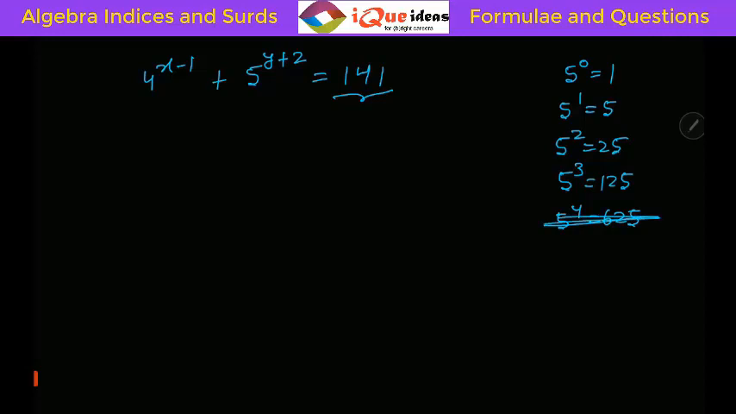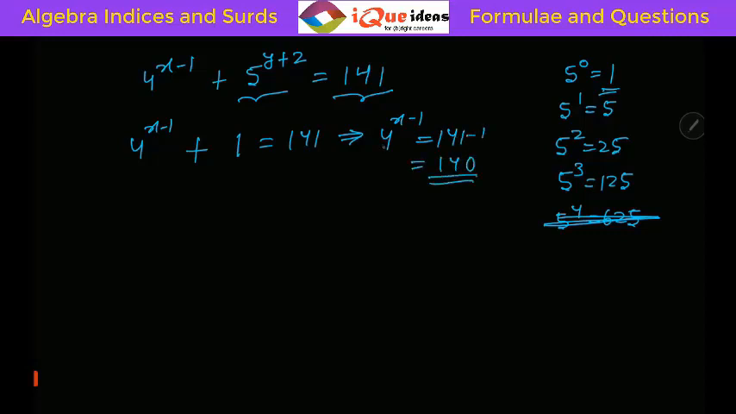Now let's put the values of 5 raised to y plus 2 as 1, 5, 25 and 125 one by one and check the values of the other part, how it comes. If I take 4 raised to x minus 1 plus 1 equal to 141, then we'll get 4 raised to x minus 1 as 141 minus 1, which is 140. Now 140 is not a power of 4. So this is wrong. So 1 is wrong.